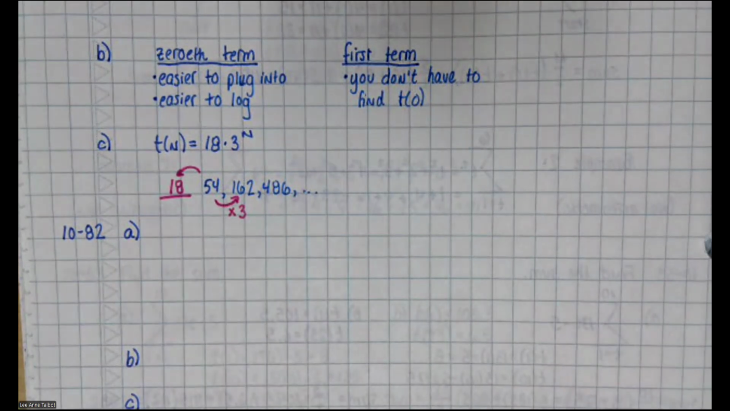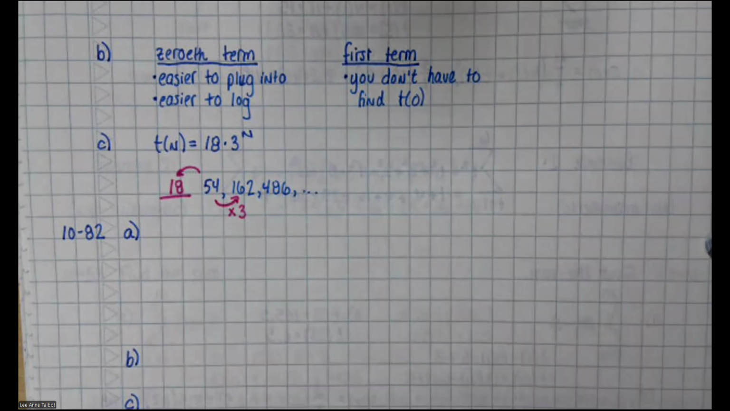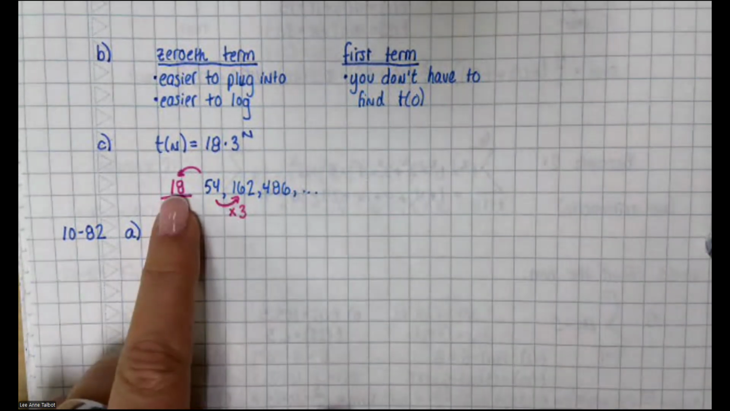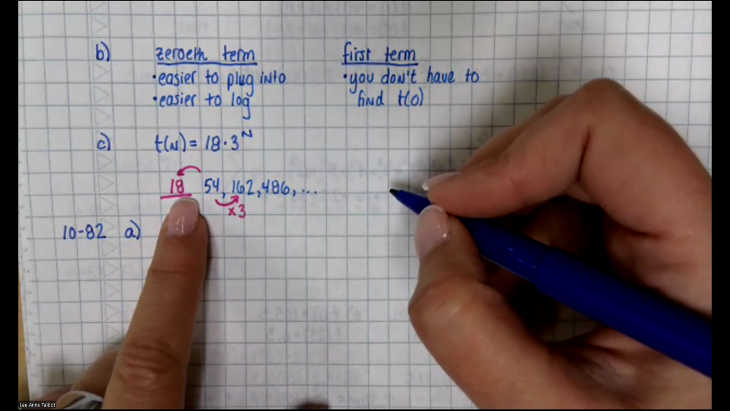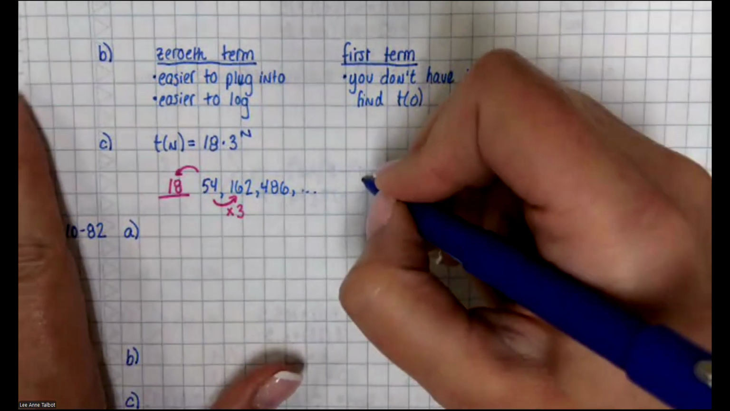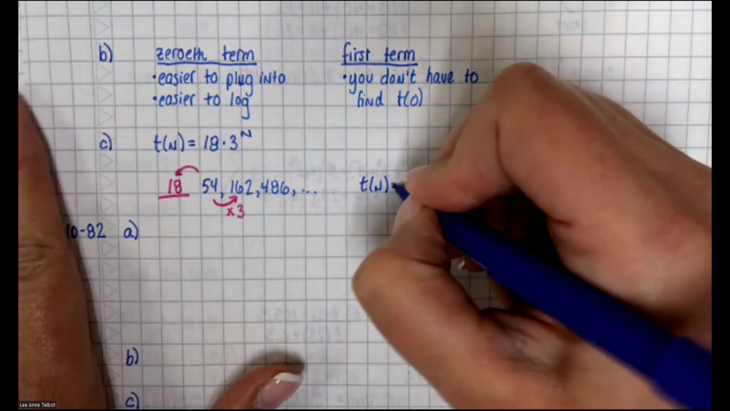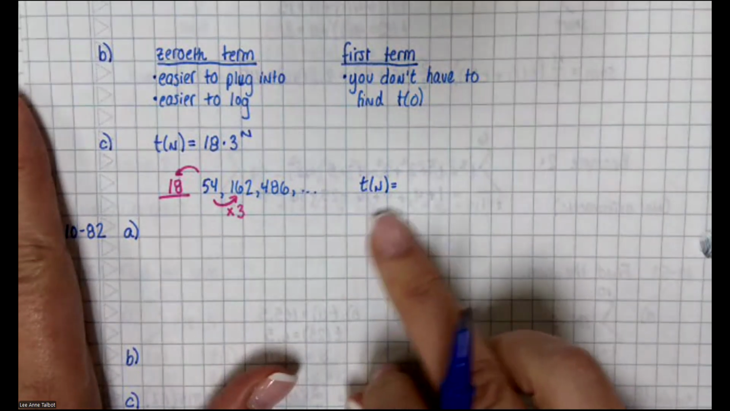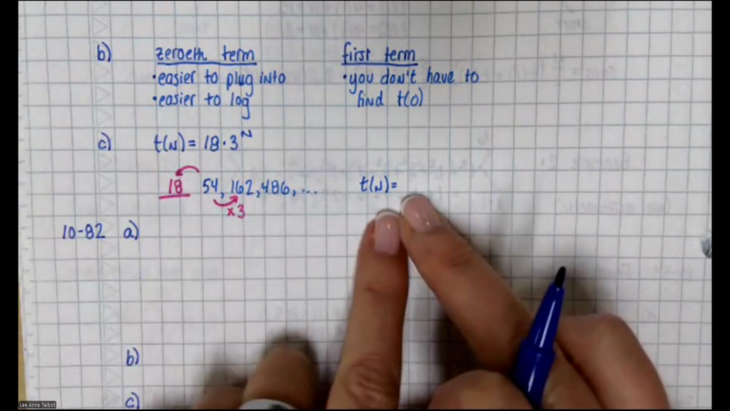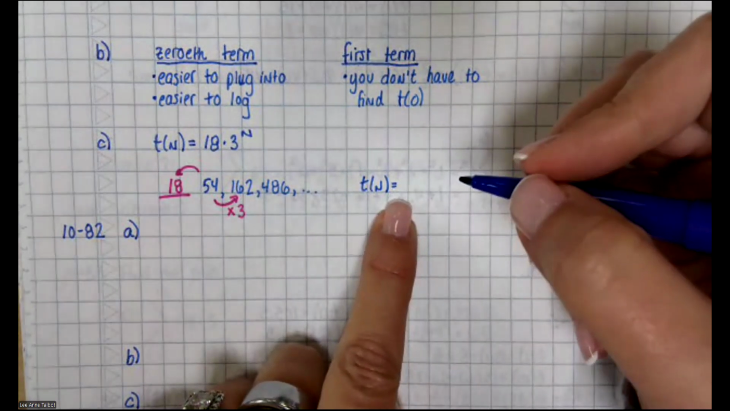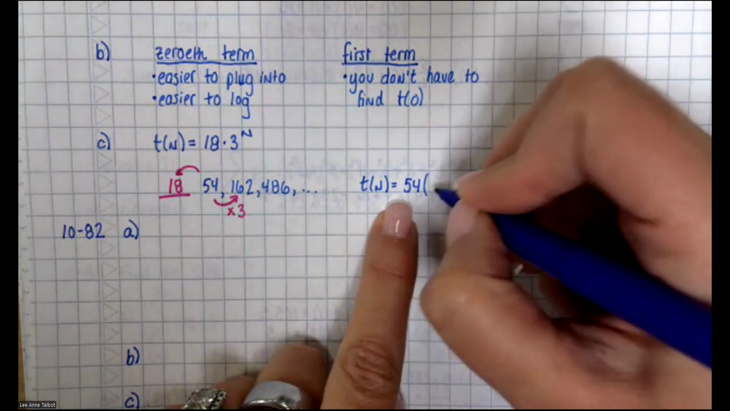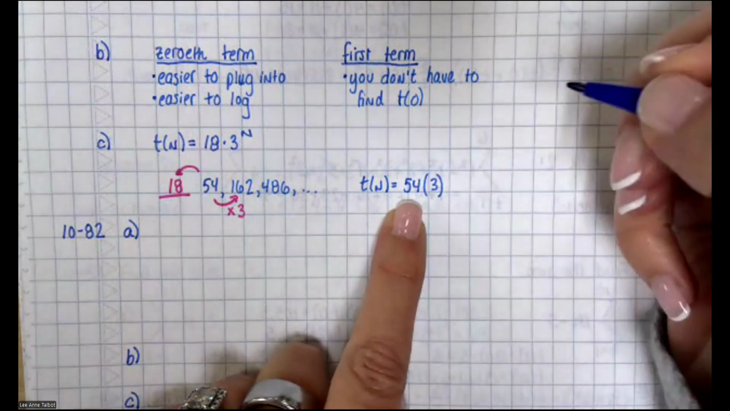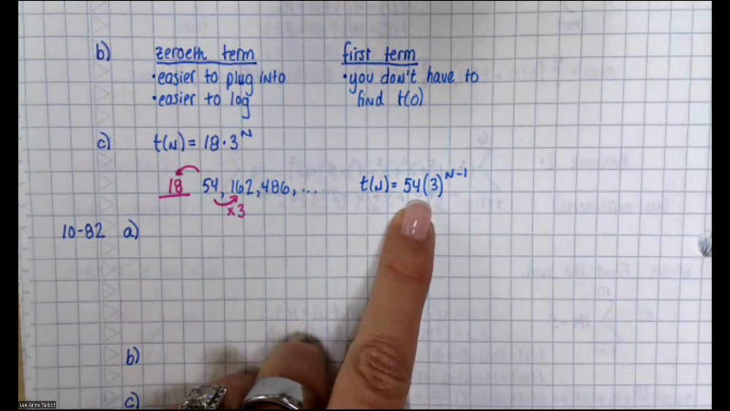Okay, last thing I want to do for C is now I want to take this sequence and write my equation in terms of term 1. Okay, so what will change? T of n equals. What do I put first? 54 times 3 and minus 1.